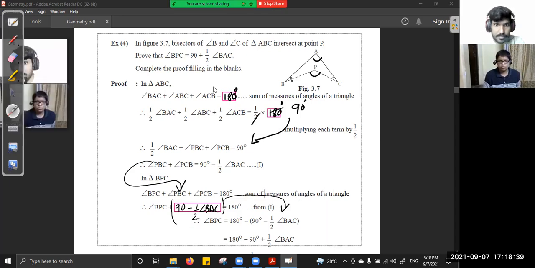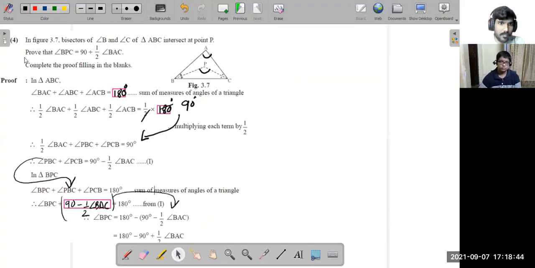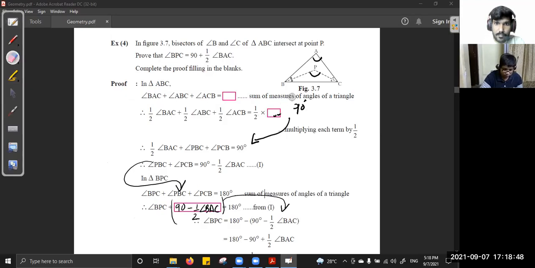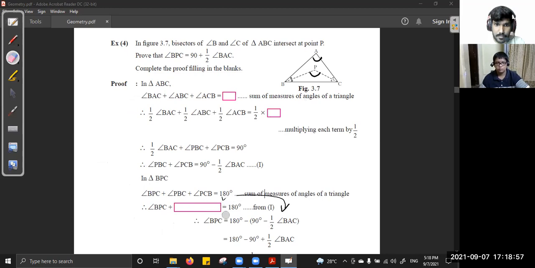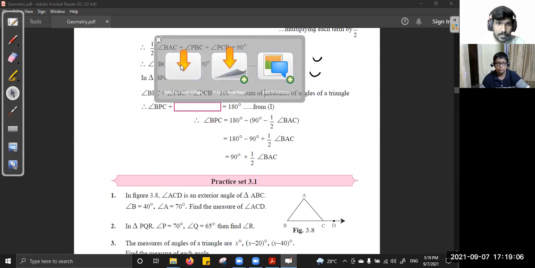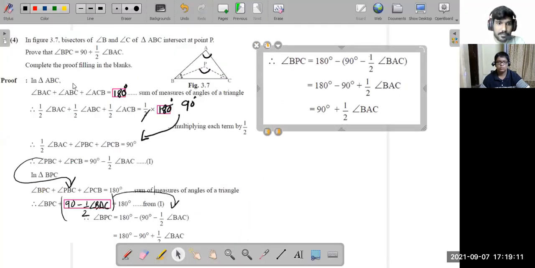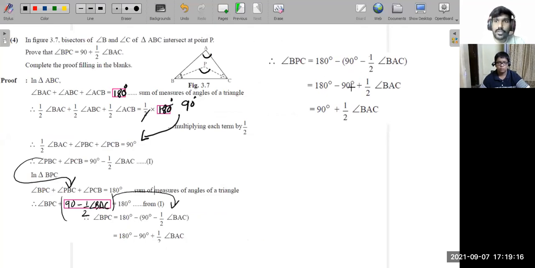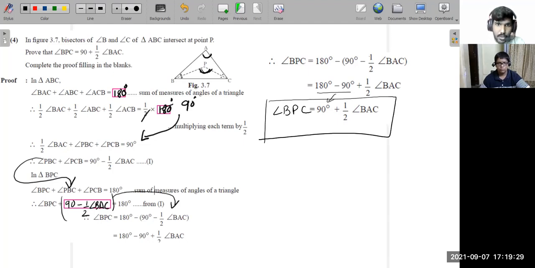Wait. I'll copy it here. So this is the next part of it. This went to the other side. So 180 minus 90 plus half of BAC. So 180 minus 90 is 90. And that is how you get BPC is equal to 90 plus half of angle BAC. Now BPC is nothing but this angle below. That is how we get this property, which we use in the next sum. Got it?